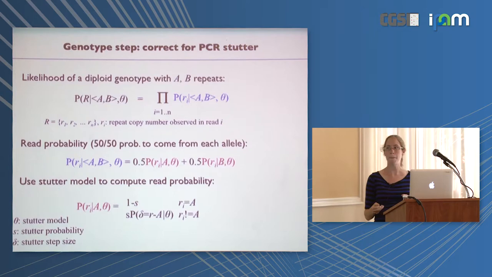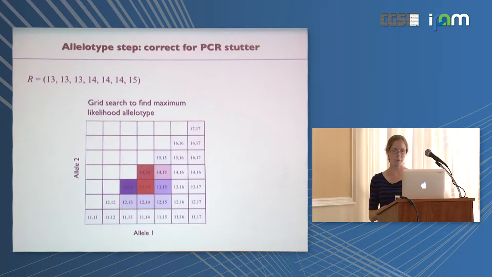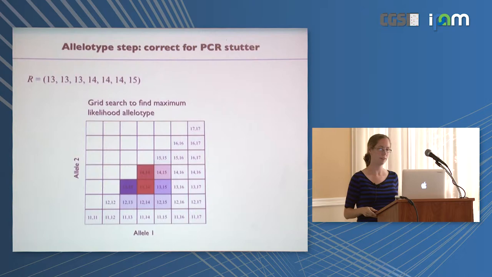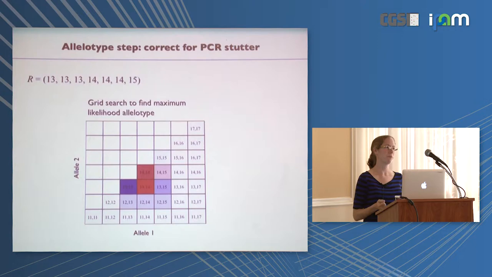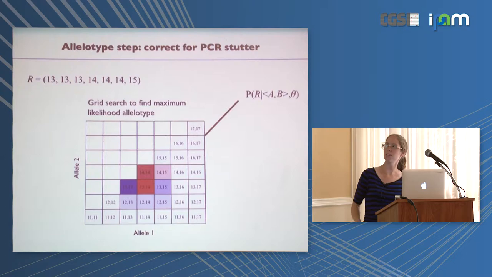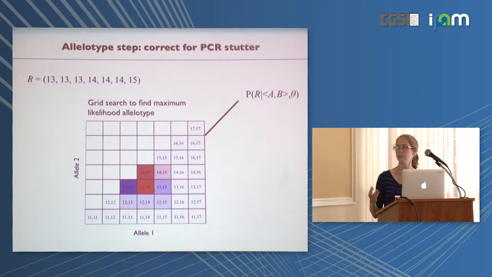Now that we can calculate these likelihoods for any possible diploid genotype, we can look at a given locus and compute these likelihoods for all possible diploid genotypes, searching over some grid of the possible alleles, and determine the maximum likelihood diploid genotype. In this case, it makes sense. We have a bunch of reads that support copy number counts of 13 and 14. One says 15, so we return maximum likelihood of one allele having 13 copies, the other allele 14 copies.